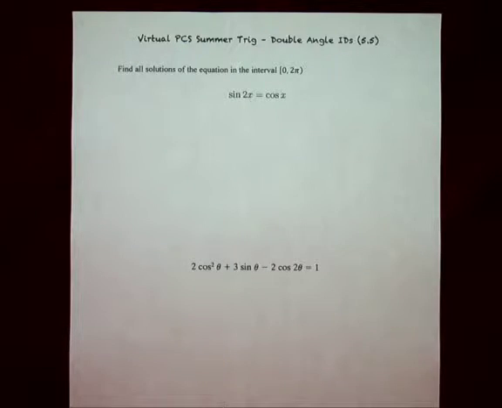This is video number 3 for double angle identities, and we'll be doing some of the solving of equations. On this first batch, it'll be 0 to 2 pi, and on the last two, it'll be negative infinity to infinity. So let's go ahead and get started.